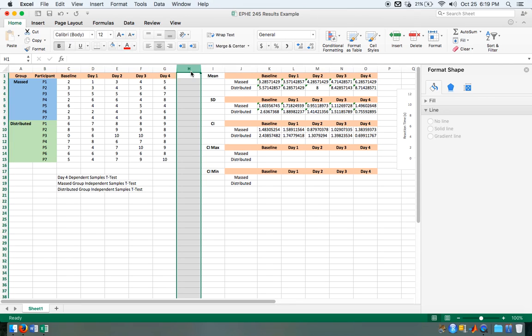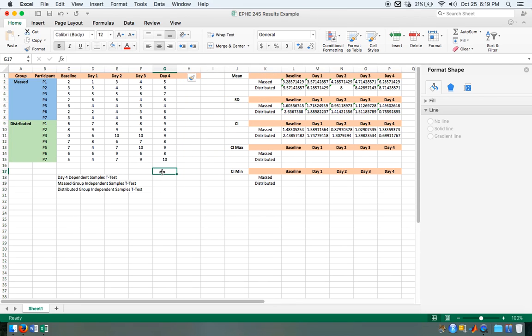I'm going to actually give myself a little more room here. Do a column for p value and one for t value. Okay, so day 4, dependent samples t-test is going to compare massed versus distributed on day 4. The massed group independent samples t-test is going to compare baseline to day 4 to see if there's any change in performance. So hopefully they've learned something over those 4 days. And then distributed is also going to look at whether they've learned something in the 4 days.